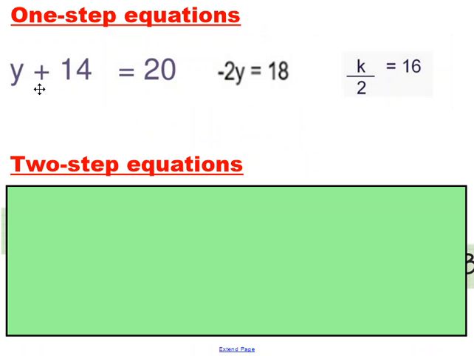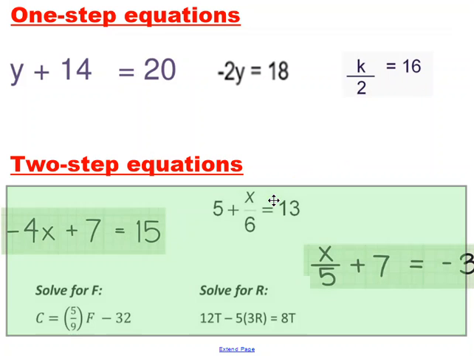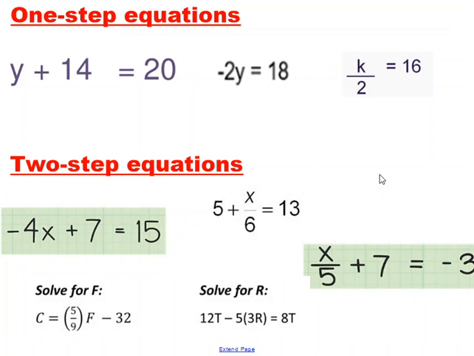Okay, one-step equations are really just examples of this one, or this one, or that one, where you just have to do one thing to get the variable by itself. We call those one-step equations. But if you go beyond that, you then move into two-step equations. And those aren't so easy on our brain.